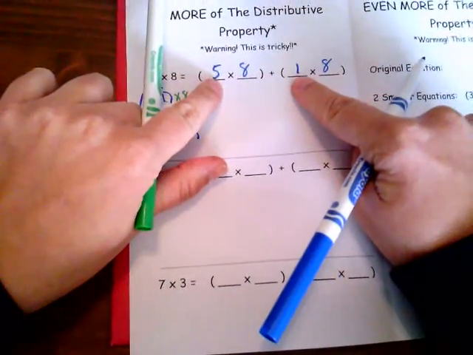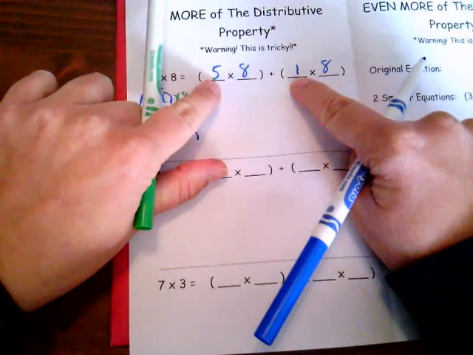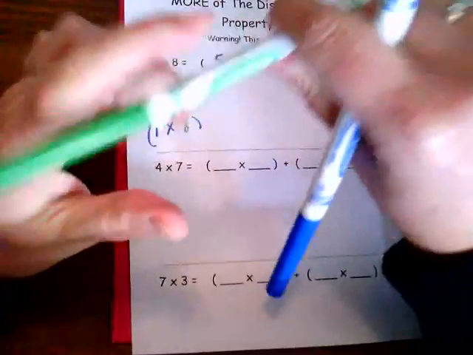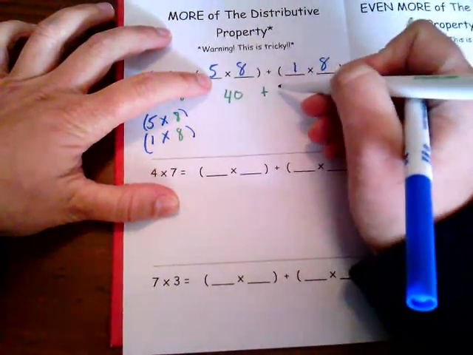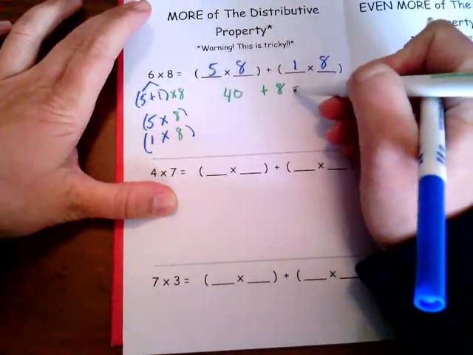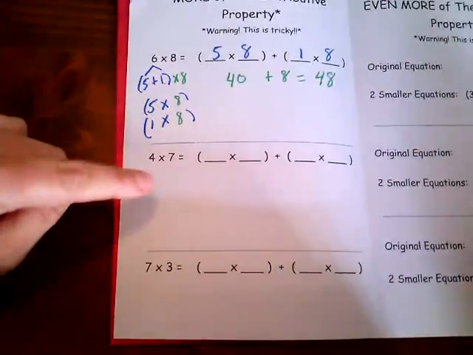There's that mystery 6. It's got broken up, so it's still there. It's just hiding a little bit in my 5 times my 8 and my 1 times my 8. I can skip count to solve this, and I get 40. This is a piece of cake, 5 times 8. And when I add them together, I get 48.